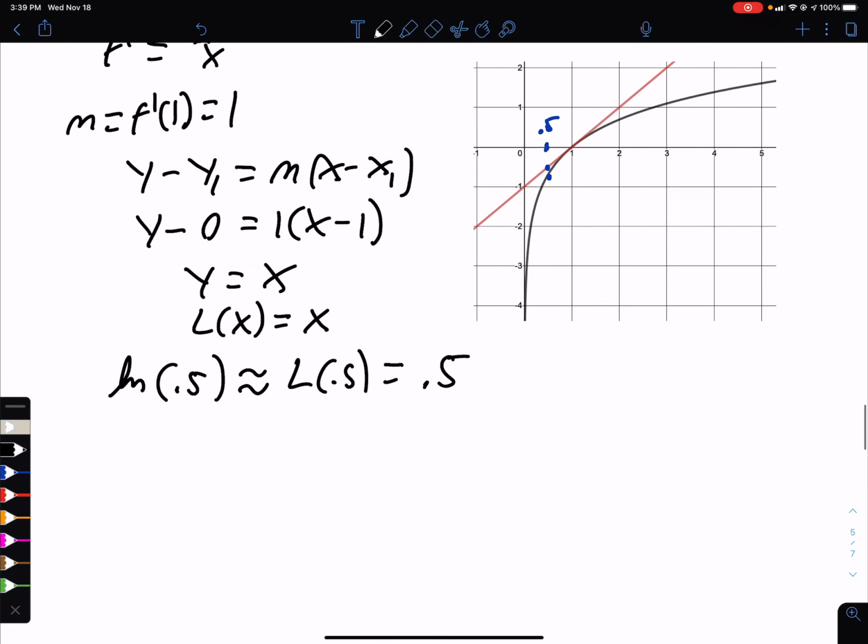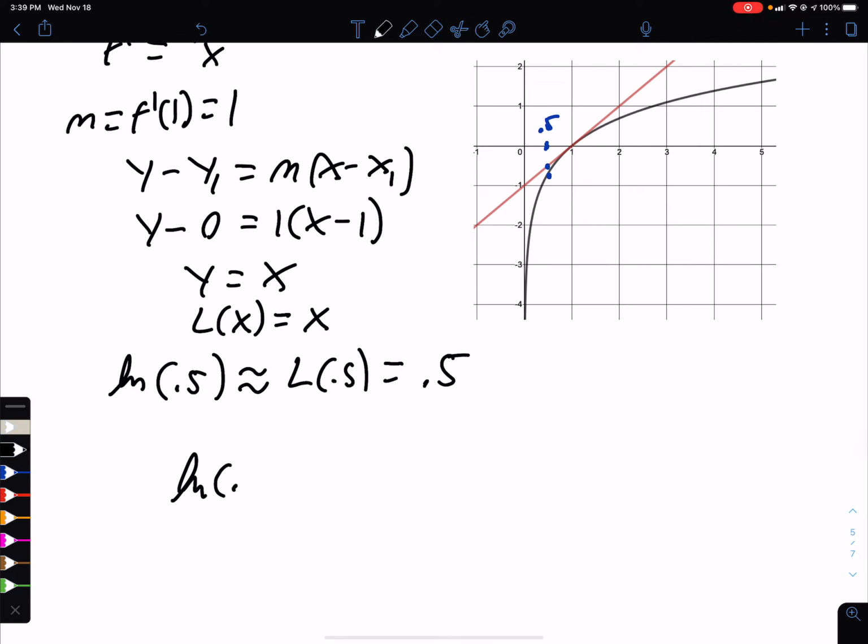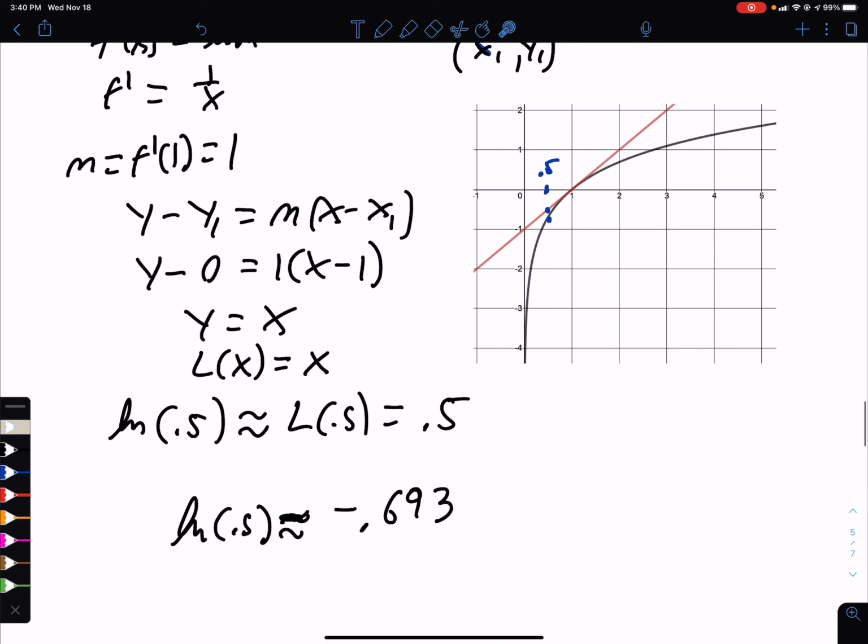Okay, let's see how accurate that is. What is the ln of 0.5 in actuality? Well, it's still going to be an approximation because I'm going to round off, but in my calculator, ln of 0.5, okay, negative 0.693. And you could see from this, here's the actual value, there's my approximation. It's a pretty big jump. That's a pretty big jump. Oh, okay, something's not right here.